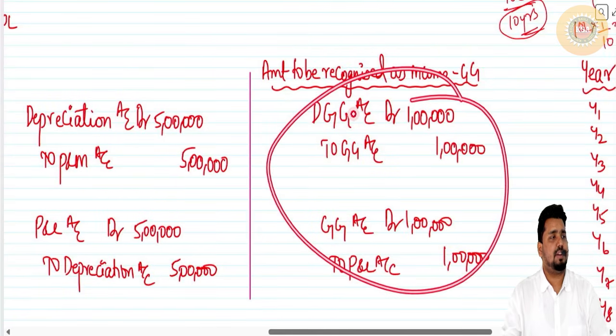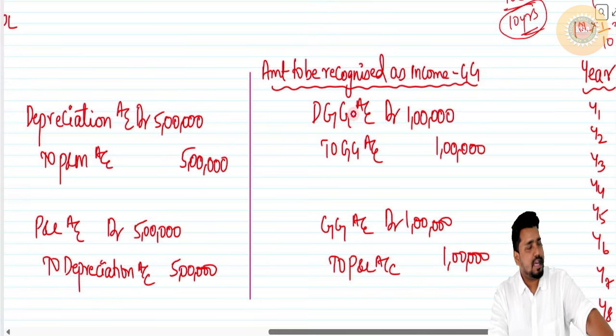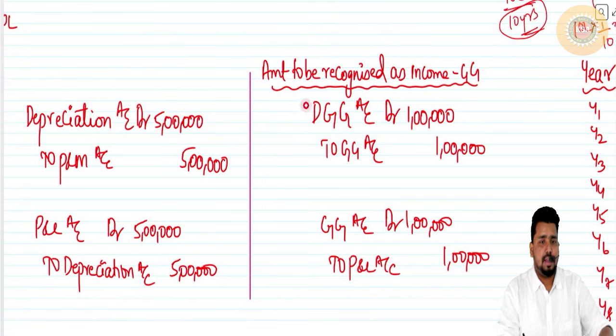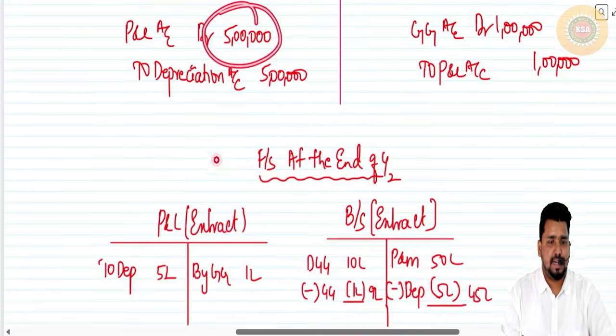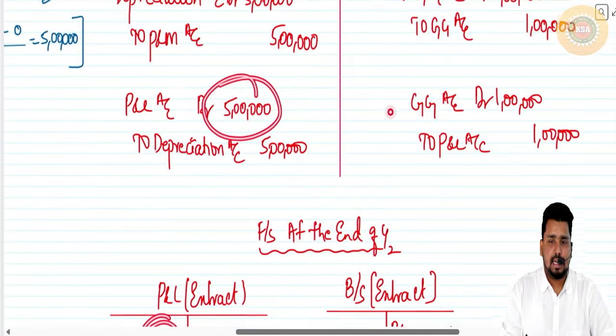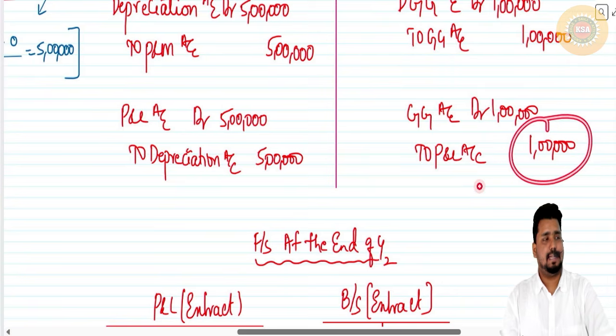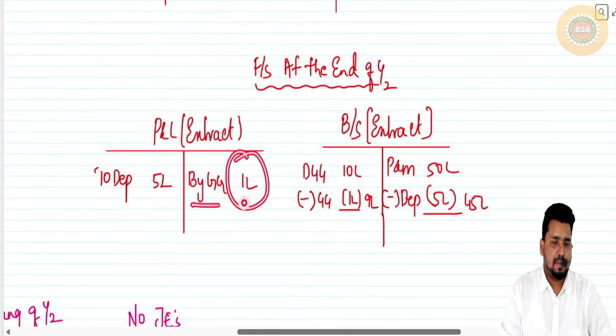Since we are at the end of the first year, we are going to take 1 lakh. Correct? So 1 lakh is going. When you prepare the P&L account, how much depreciation are you debiting? Correct? Is the government grant debited or credited in P&L? 1 lakh, because of the government grant.